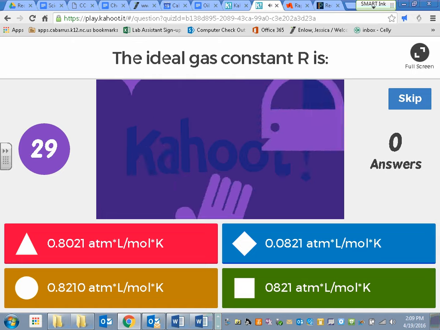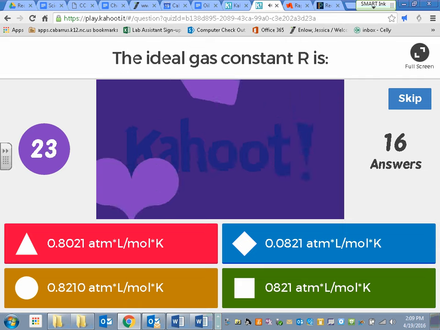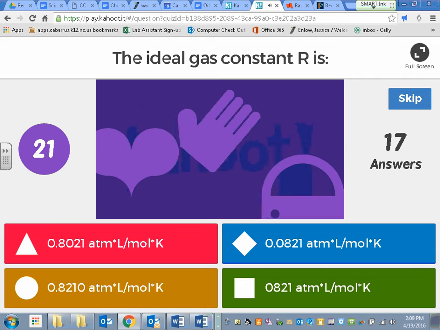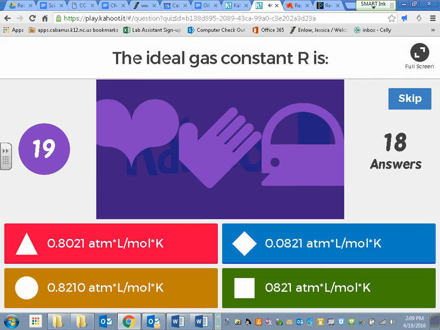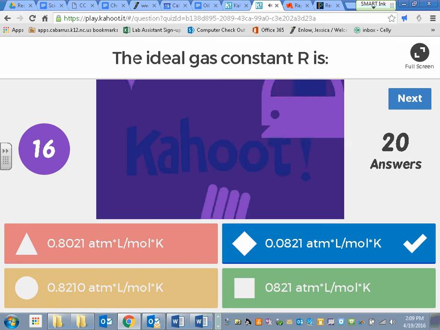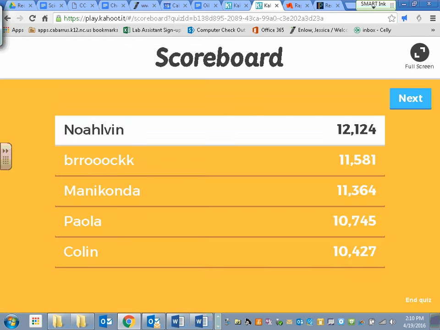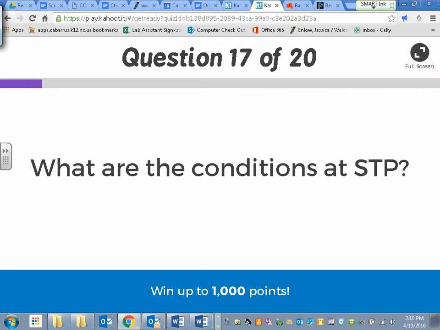No, it's liters per mole, okay, 0.0821. What are the conditions at STP?